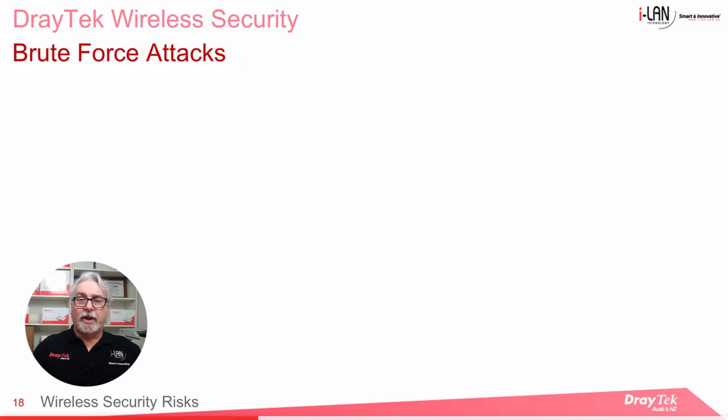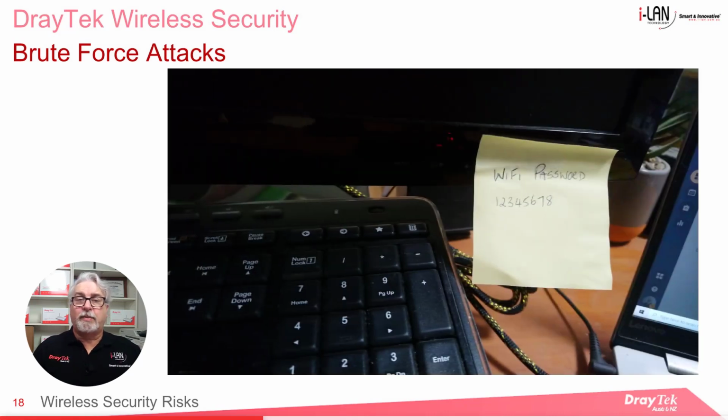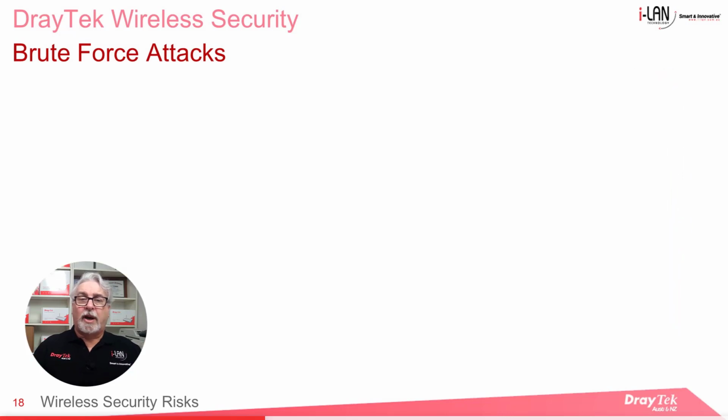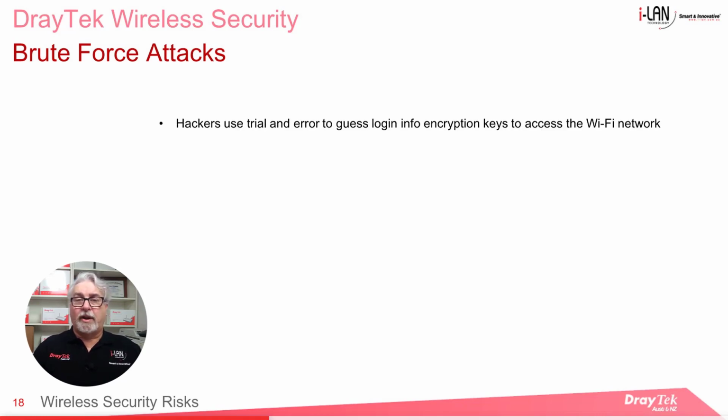The first one we'll look at is a brute force attack. If a hacker wants to access your network wirelessly, they'll need to know its password. They could get lucky and see the password written somewhere, maybe a post-it note stuck to the PC, so don't do that for starters. If they can't get the Wi-Fi password, just as if a burglar doesn't have a key to your apartment, they'll then have to use force to get in. In the case of Wi-Fi, this involves using trial and error to guess the login and encryption keys to gain access to the Wi-Fi network.